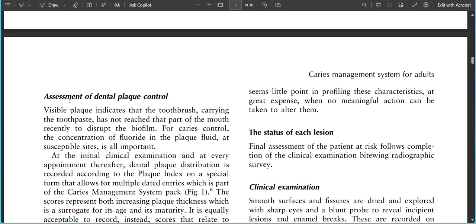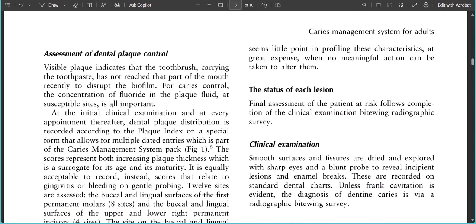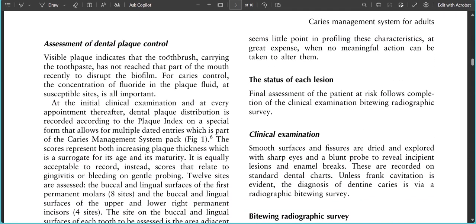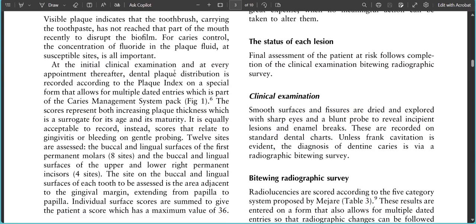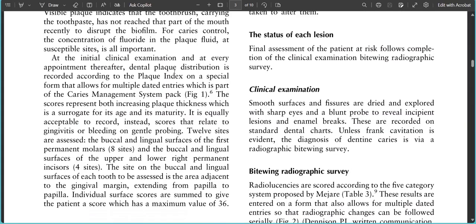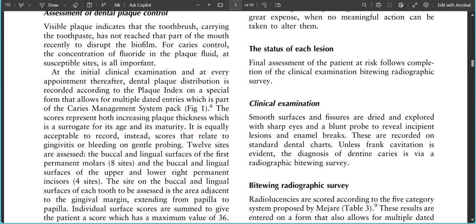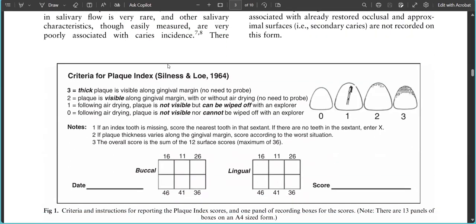Okay, and then the second step is that we need to assess the dental plaque control, how well the patient has plaque control by doing regular brushing. So how we can check how much plaque he has is by using the air and the explorer. If there is no visible plaque and it cannot be wiped off with an explorer, then the patient is at level zero. But if we can wipe it off with the explorer, then it is level 1.